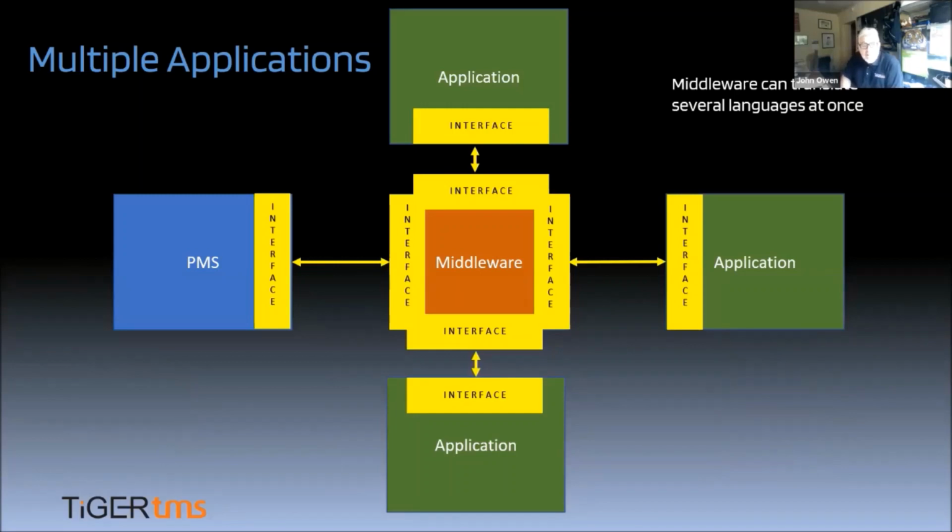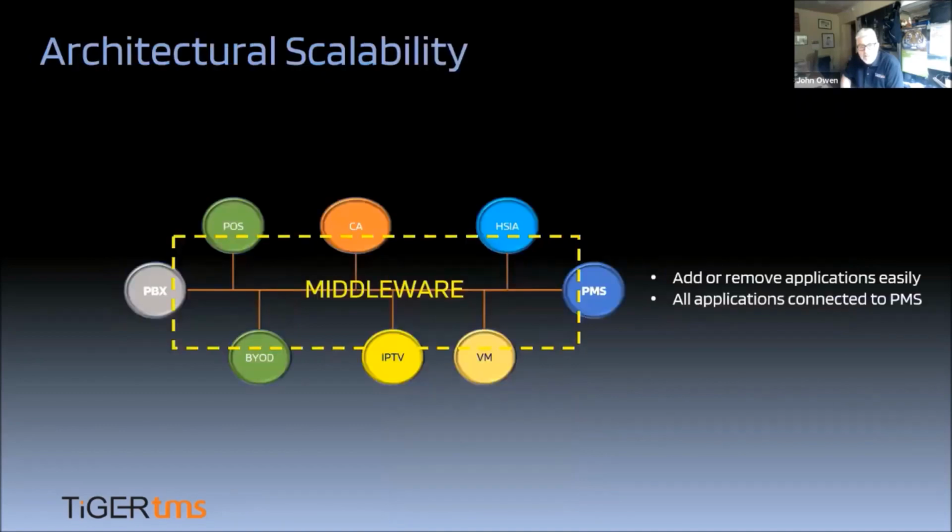Middleware is not singly point-to-point between one application and the PMS. It can provide multiple interfaces at once. So this is where middleware scales. The PMS now has only one connection into the middleware, but is talking to many applications at the same time, which leads us to the new diagram, moving away from the PMS being at the center and the hub and spoke architectures of the past. The PMS is connected to all of the applications, but there's only one interface into the PMS.